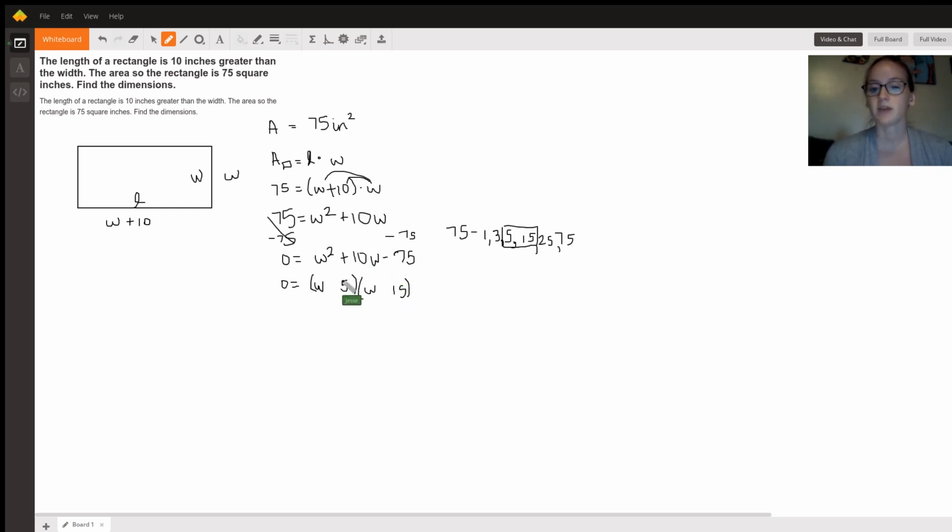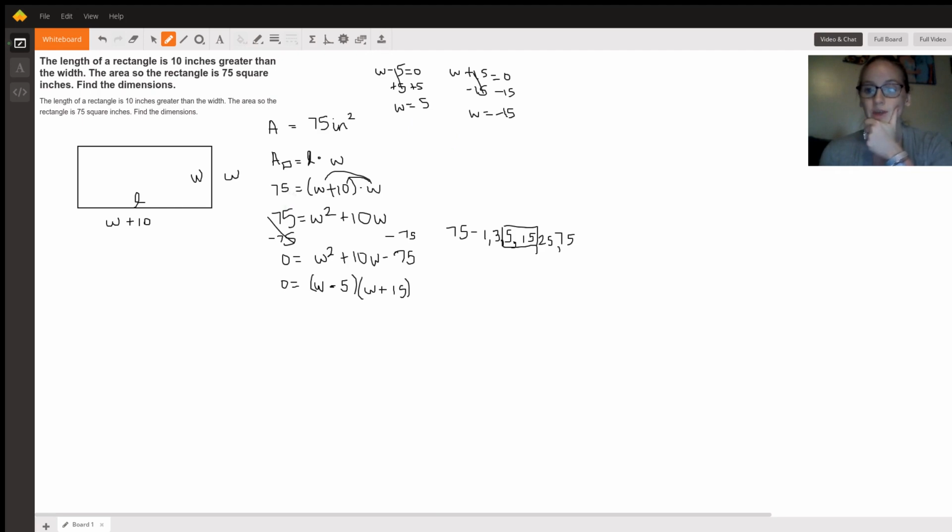Now, when we add or subtract our 5 and 15, we want to come up with positive 10. That tells me that we have to have a negative 5 and a positive 15. So now all we're going to do is set both of these equal to 0. So W minus 5 equals 0, W plus 15 equals 0. And then we just solve. Plus 5 on both sides, so W equals 5. Subtract 15, W equals negative 15. So here we have two answers. Our width either equals positive 5 or negative 15.